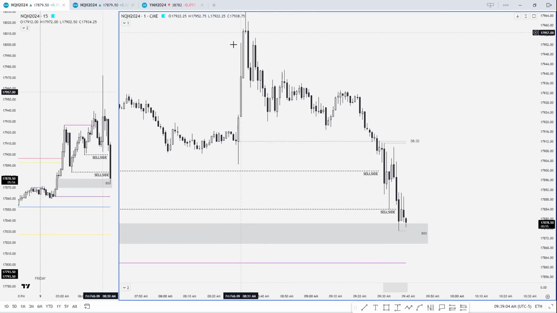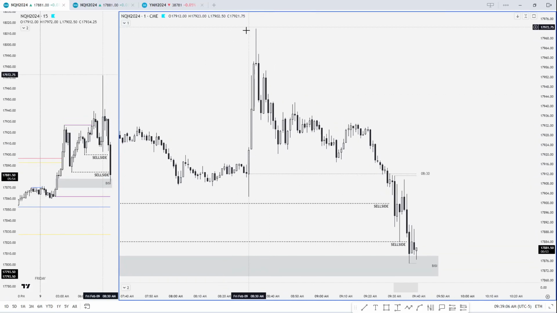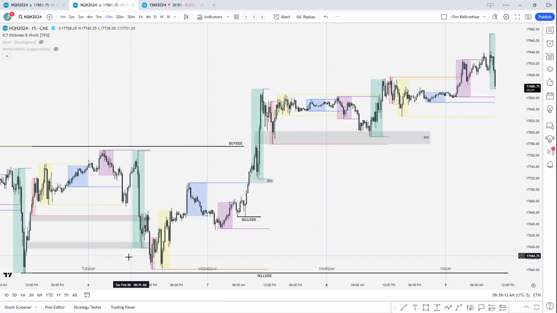Had a nice run up there with 830. Created the high of the day, I assume. I don't really want to see this tapped again. Just looking at the weekly profile.